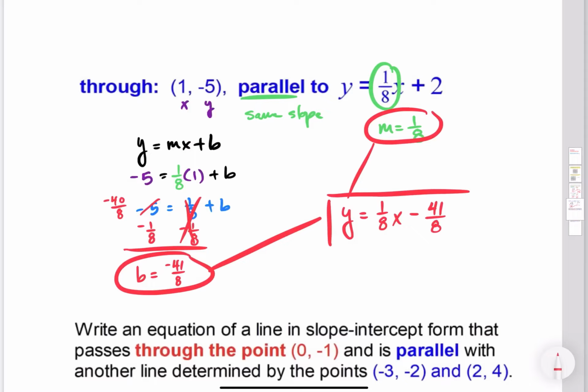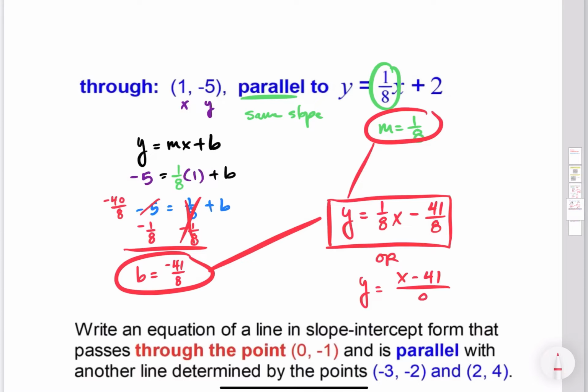So this is one way to write it. Or, once again, you can go ahead and see that we have a common denominator. So we could just write it as y is equal to x minus 41, and all of that is over 8. So 2 ways that you can write that out.